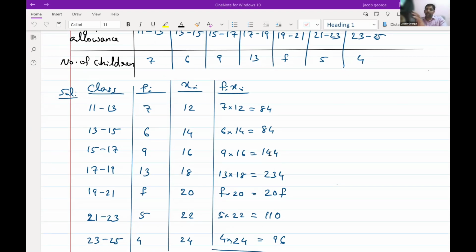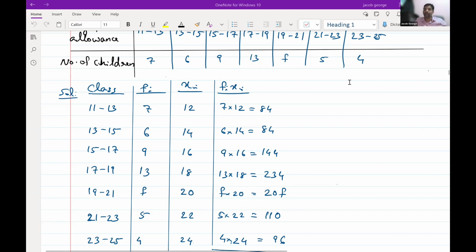The question will be given in horizontal row form. We have to write it in vertical column form based on that question. So this is the class, then fi, the frequencies, then xi we write. Xi is the middle value of each class.